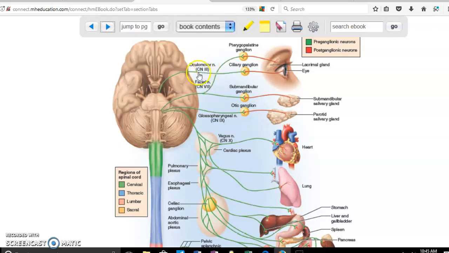It's going to be oculomotor, which is cranial nerve number 3, facial nerve, cranial nerve number 7, glossopharyngeal, cranial nerve number 9, and vagus, cranial nerve number 10. And you can see the vagus, as you know, goes all the way down in order to innervate all these multiple different organs that we have. And those are going to be part of the parasympathetic nervous system.